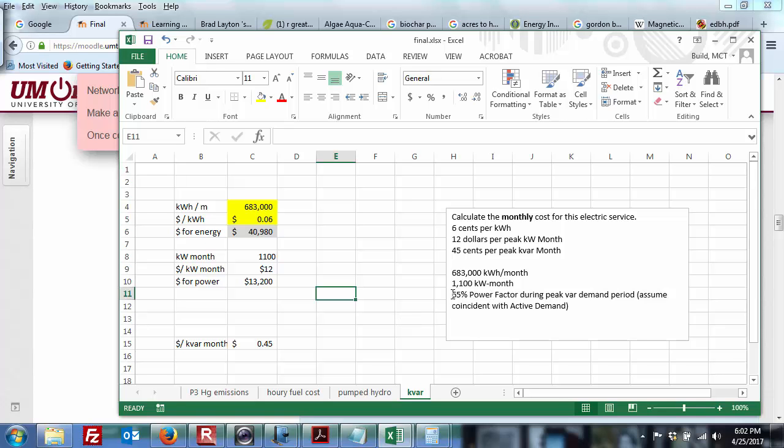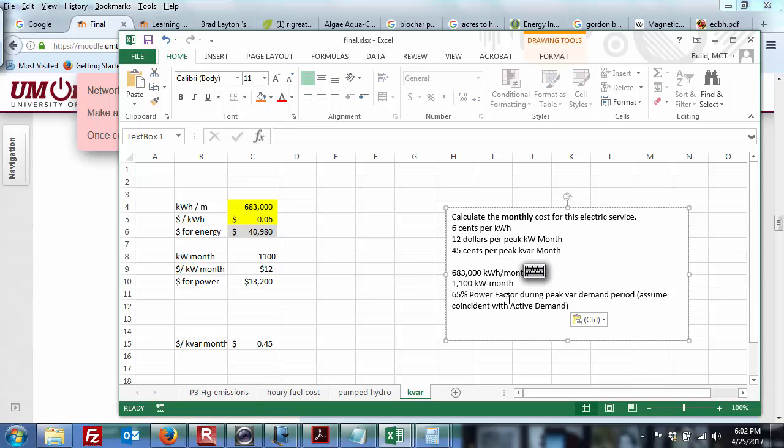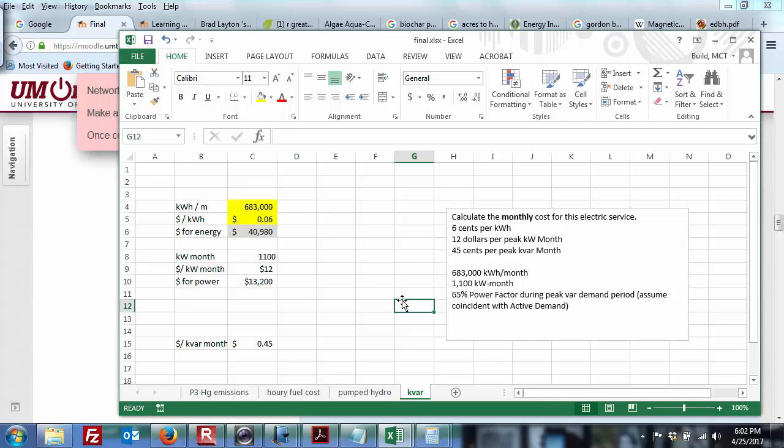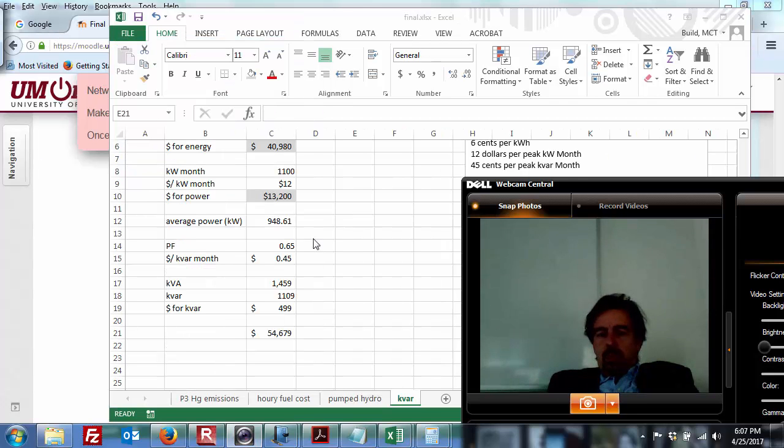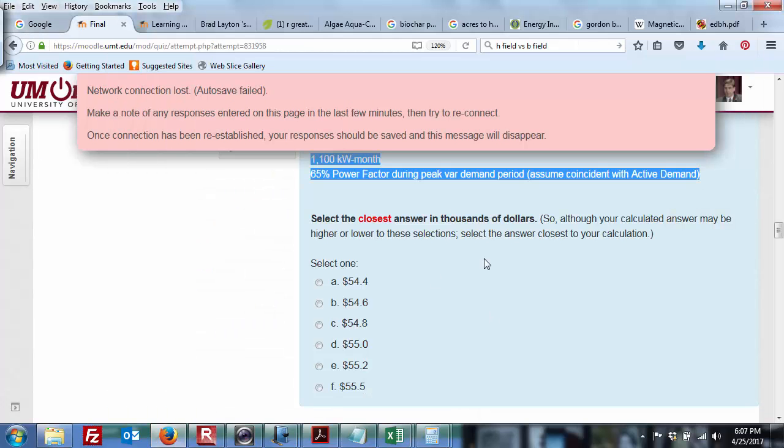65% power factor. So here we're going to have to just figure out the power factor. Power factor 0.65. Save that. Give me a second. Okay, so I'm running this guy right now. Go back to the problem.